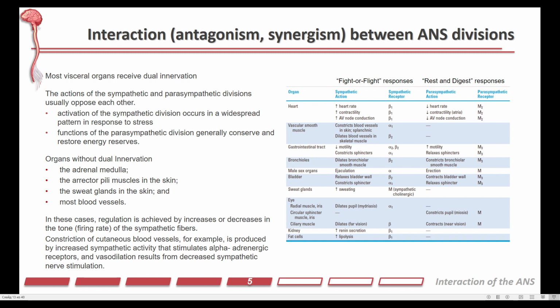So how do we control the functions of such organs? In these cases, regulation will be achieved by increased or decreased activity, that's called tone or firing rate, of the sympathetic fibers. Let's say if you want to have constriction of cutaneous blood vessels, you need to increase sympathetic activity, meaning more impulses should come. And these will stimulate alpha-adrenergic receptors. And if you want vasodilation to occur, then you need to decrease the sympathetic nerve stimulation. So that's how activity will change. And this is what you have in this table. That's why here nothing is written, because there is no parasympathetic innervation of these vessels.